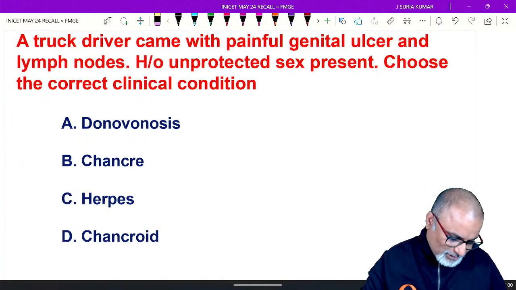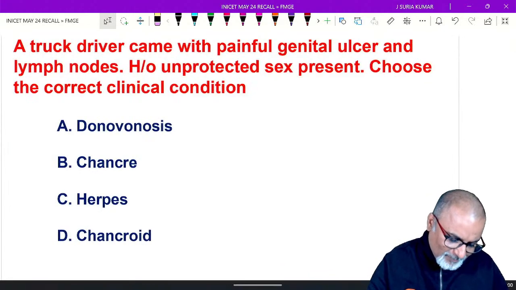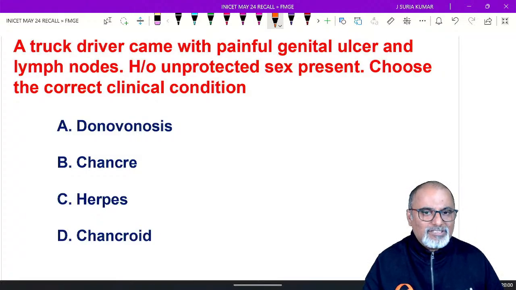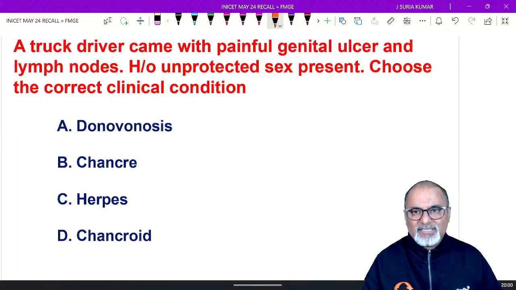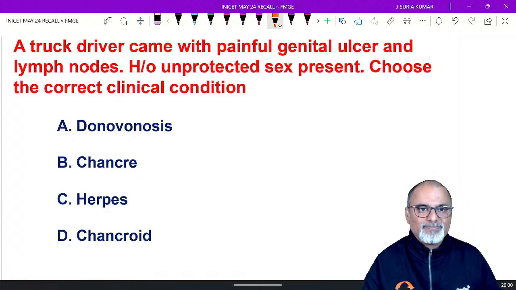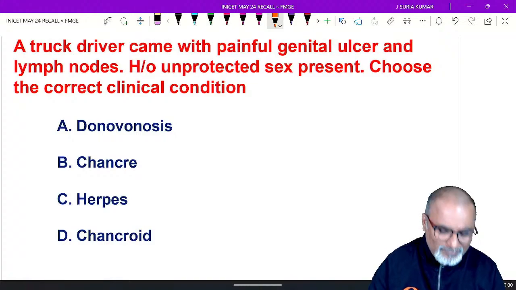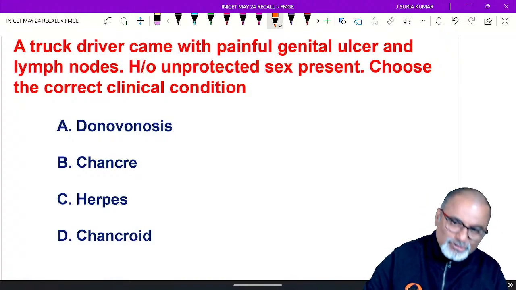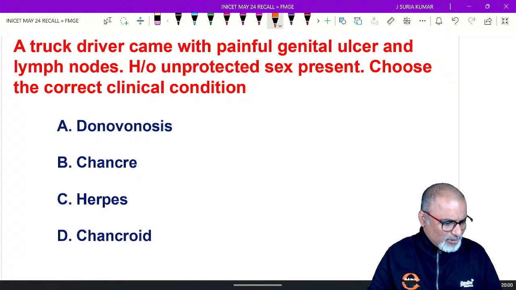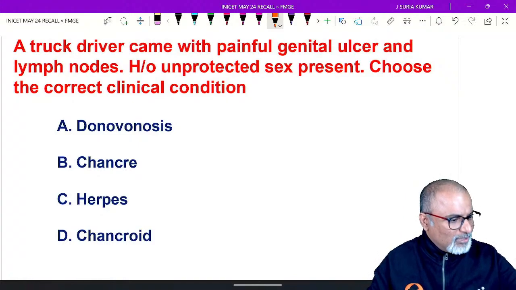First question: a truck driver came with a painful ulcer and lymph nodes. History of unprotected sex present. Choose the correct clinical condition. See carefully here. We have 4 choices. All are sexually transmitted infections. All are due to unprotected sex.